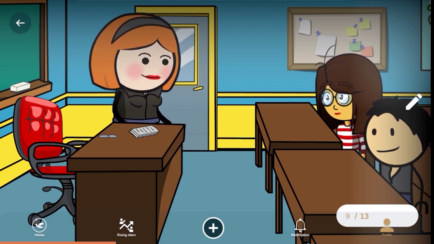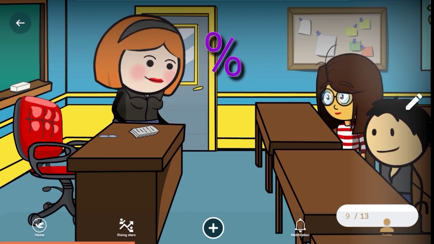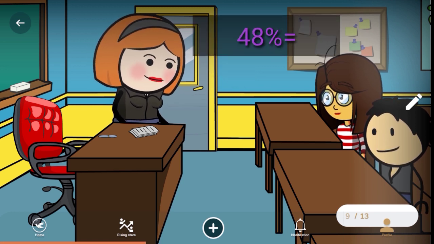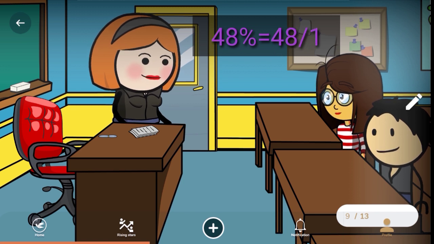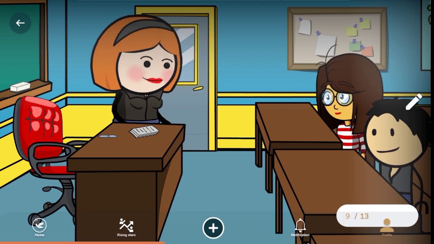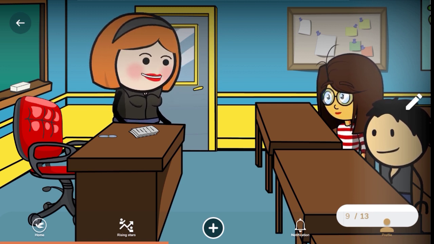What is percentage? The word cent means 100. The percentage means per 100. The sign of percentage, we can write it like this. Percentage in the form of a fraction, we can write it like 48% means 48 upon 100 and 25% means 25 upon 100.